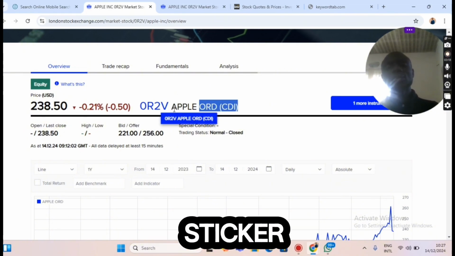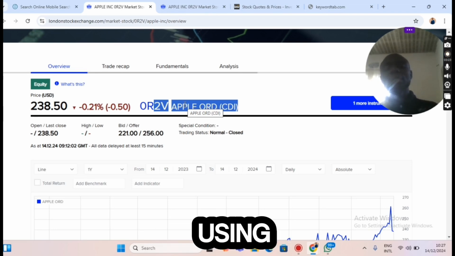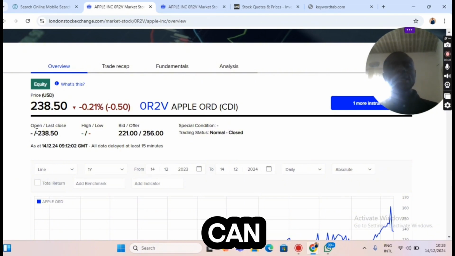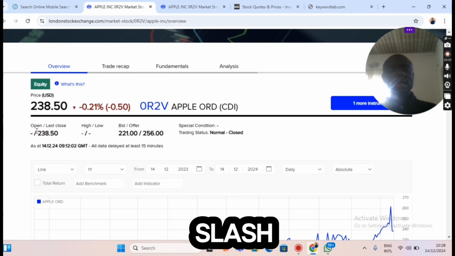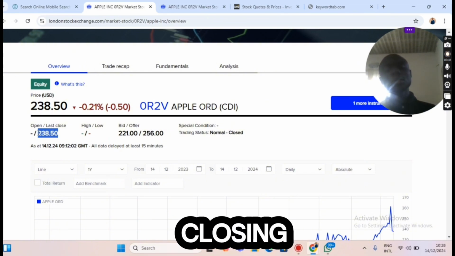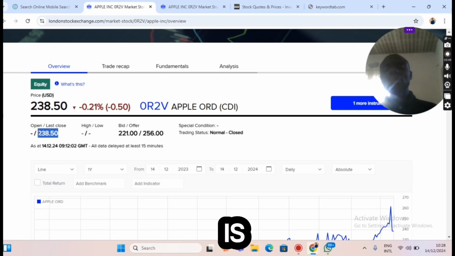These are the tickers. You can also search for companies using their ticker, either CDI or ORD. Now, you can see open slash last close. The close price is the price when the market has closed, which is the closing price of yesterday. That is what gives 238. That is the close price. So the close price of yesterday will be the opening price of Monday. Of course, that is how it works.